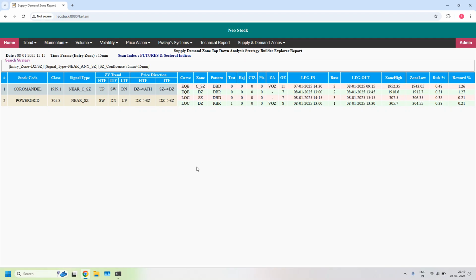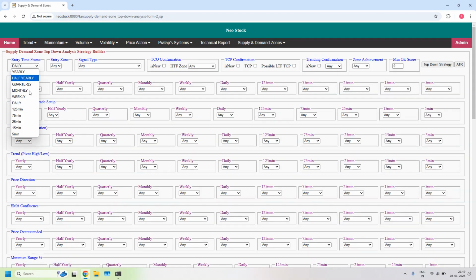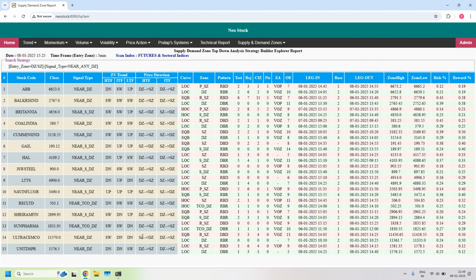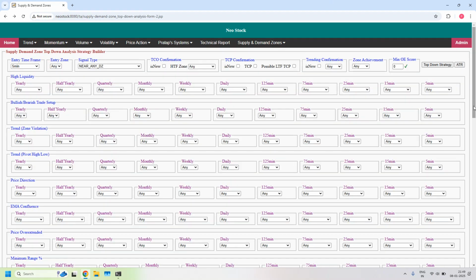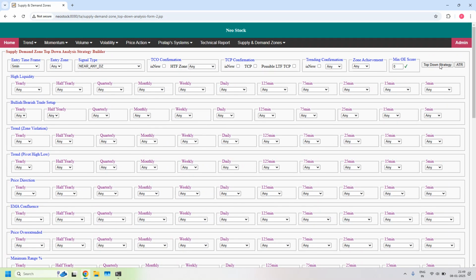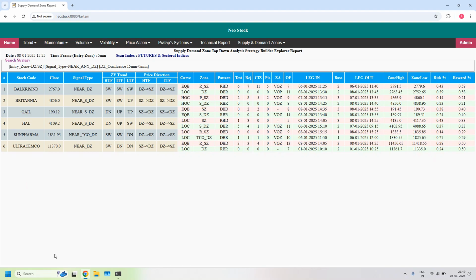Okay, next time frame is 5 minutes. Stocks near 5 minutes demand zone, we got 15 stocks. Out of these 15 5 minutes demand zones, how many are having ITF demand zone confluence? That is 5 minutes and 15 minutes demand zone confluence. I am enabling the filter. Now we got 6 stocks. In these 6 stocks, these 5 minutes demand zones are part of the 15 minutes demand zone.